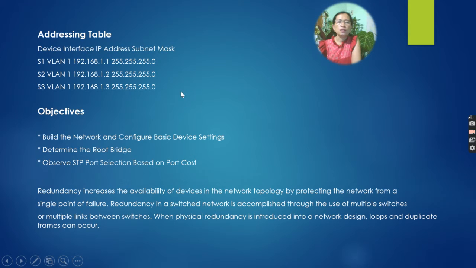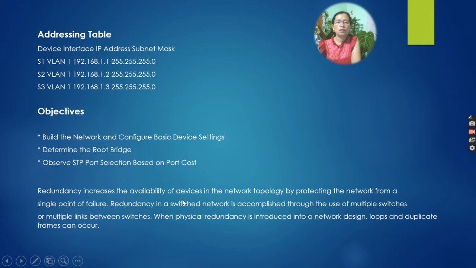So this is the addressing table, the device interfaces, the IP addresses, and the subnet mask. And the objective of this activity is to build a network and configure basic device settings, determine the root bridge, and observe STP port selection based on cost.